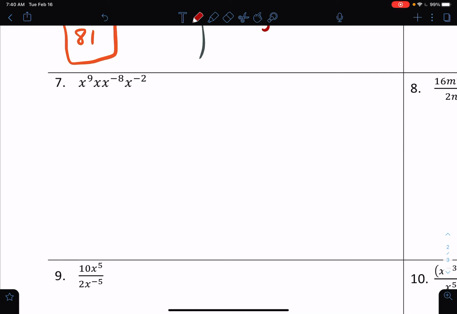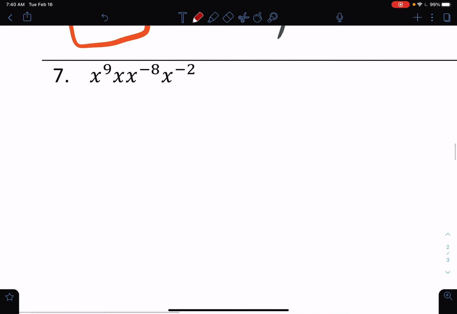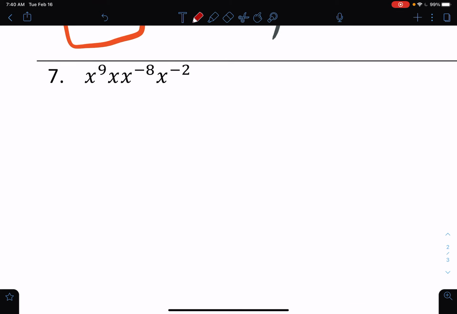So we've got a long expression all dealing with x's. All right, so with that, we can add all the exponents together. So we have x to the 9th times x to the 1st times x to the -8th times x to the -2nd. So they all have the same base. So x can stay the base. And we got 9 plus 1, which is 10. 10 minus 8, which is 2. 2 minus 2, which is 0. So we get x to the 0.